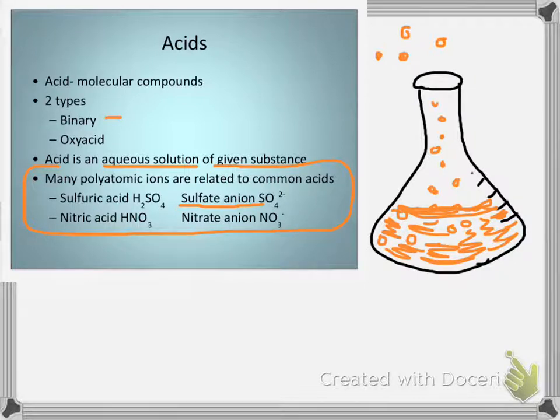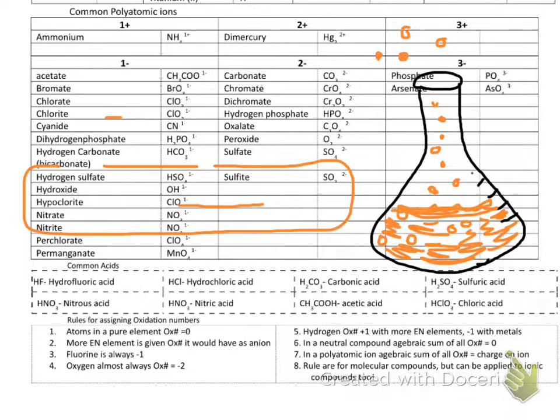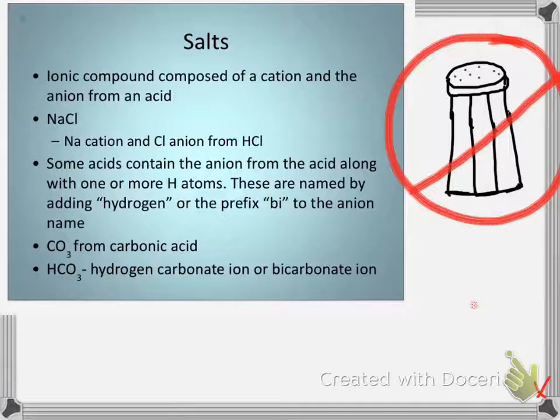Acids have their own naming conventions, and we will learn those later in the year. But for now, the most common acids, if you pull out that ion reference sheet that you've been given, you'll find a little section down at the bottom with common acids. Hydrofluoric, hydrochloric, those are binary acids. Nitrous, nitric, acetic, carbonic, sulfuric, chloric, basically the ones that we might reference from time to time. So don't forget they're there. One more thing to go.